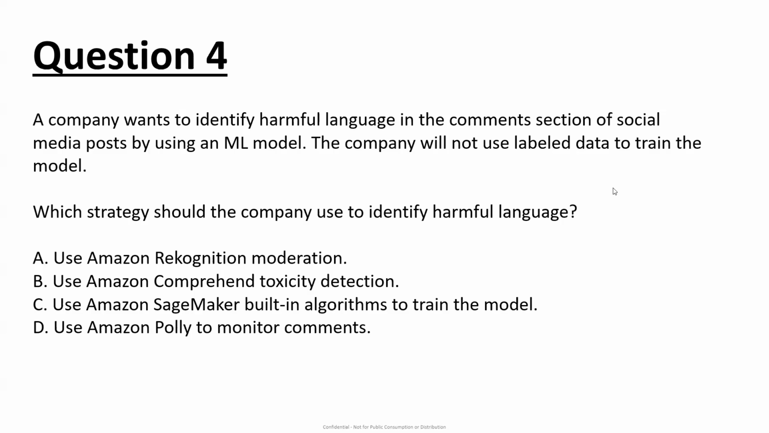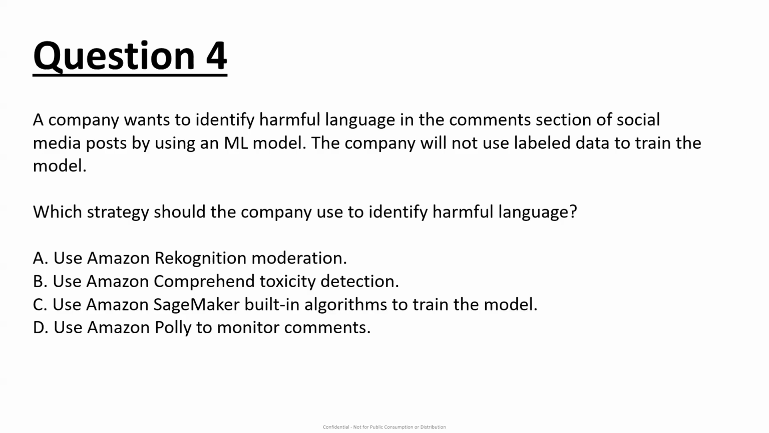So just try to see harmful content. They mention harmful content on social media posts. By reading this, our first intuition might go for Amazon Rekognition moderation, because I've been told that Rekognition can remove harmful content from video or images. But they mentioned that the company will not use label data to train the model, and they are kind of recommending the thing.